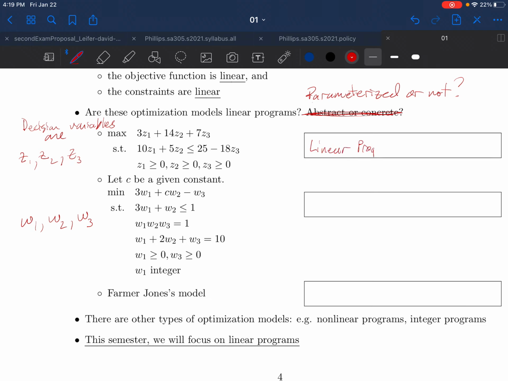Objective and constraint functions are all linear. Also, and this is a subtle point that I want you to be aware of, they're all weak inequalities. They're all greater or equal to or less than or equal to. There are no strict inequalities. This is what I mean by strict. So it's a linear program. If it had these, it could not be a linear program.